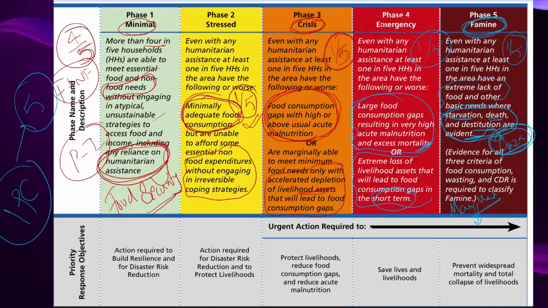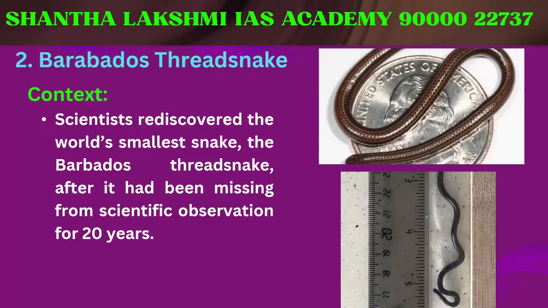And here, see, urgent action required increases with respect to the increasing of this phase. Now moving to a second topic, that is the Barbados thread snake. You can see the picture of this snake. So why are we discussing this?